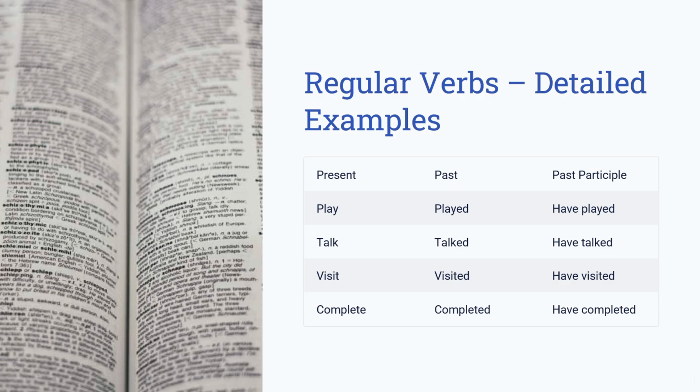Okay, now let's look at the past participle form in use. The first sentence is, they have visited the museum twice. For the second sentence, we have, we had completed the project on time. Here, visited and completed are the past participle forms of regular verbs. They are used with auxiliary verbs like have and had to express completed actions. These examples show how regular verbs are consistently formed and applied in different contexts, making them easier to use once you understand the pattern.